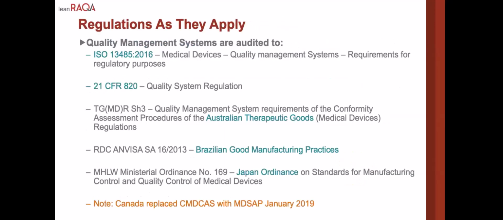The regulations covered by MDSAP include 13485, the quality system regulation, the Australian therapeutic goods directives, Brazilian good manufacturing practices, Japan ordinance, and Canada, like I mentioned, they replaced their CMDCAS, which was their regulatory certificate extension you had to get to your 13485, with MDSAP in January of 2019.